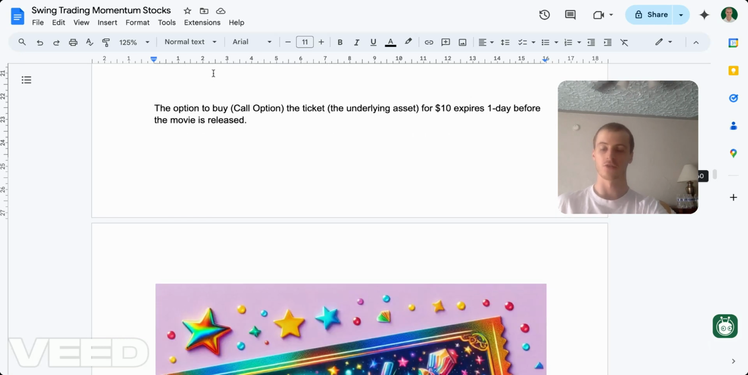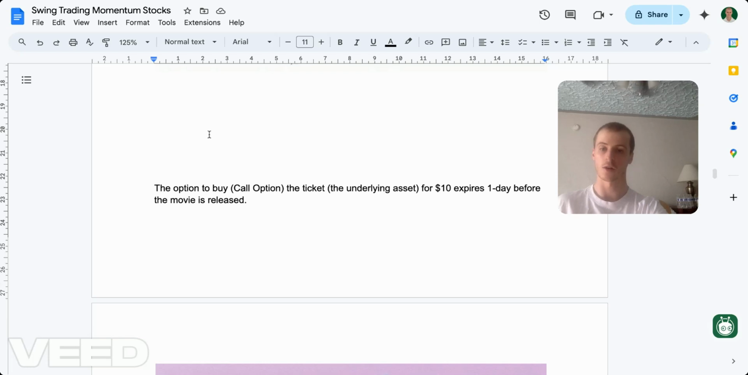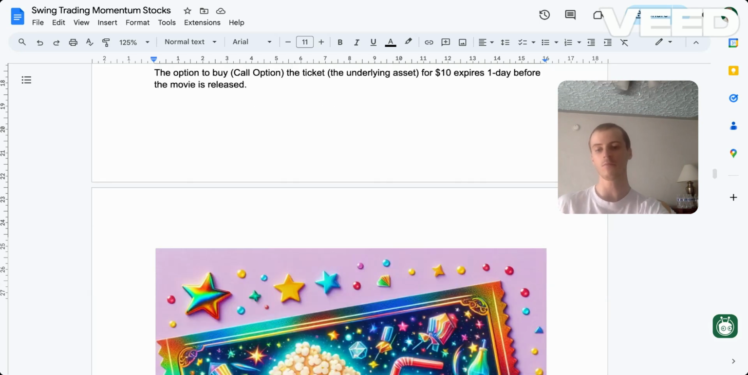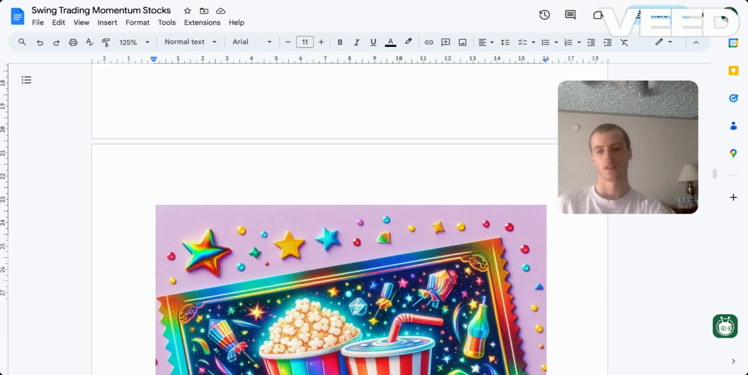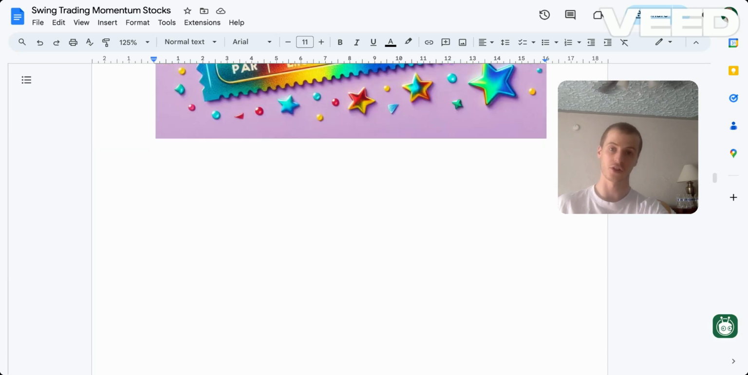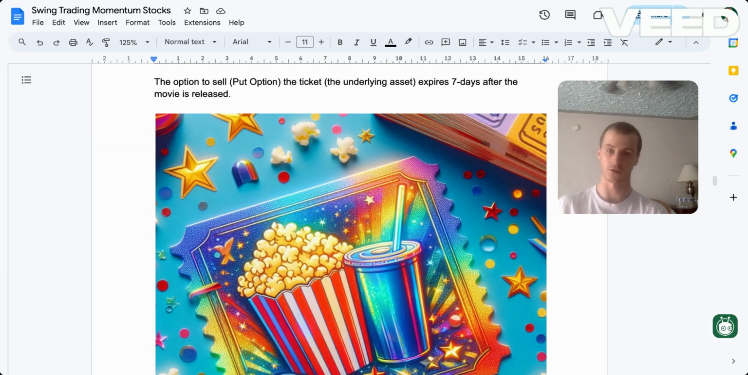So the option to buy, aka the call option, the ticket, which is the underlying asset in this scenario, for $10 strike price, expires one day before the movie is released as part of this offer that the cinema is proposing. Okay. And the option to sell, which is the put option, the ticket, again the underlying asset, expires 7 days after the movie is released.